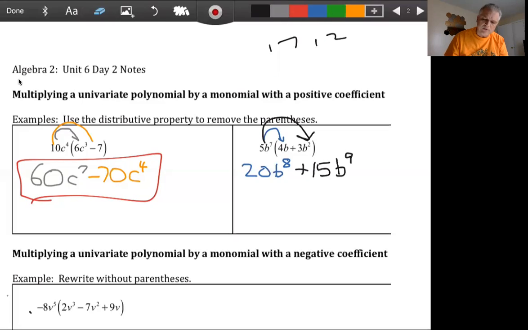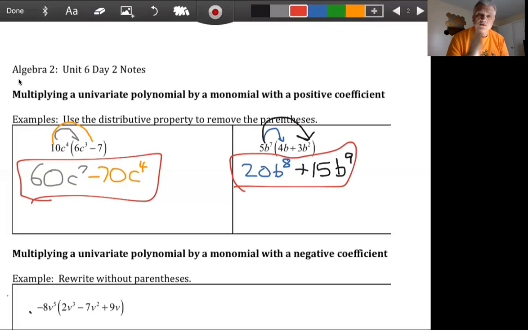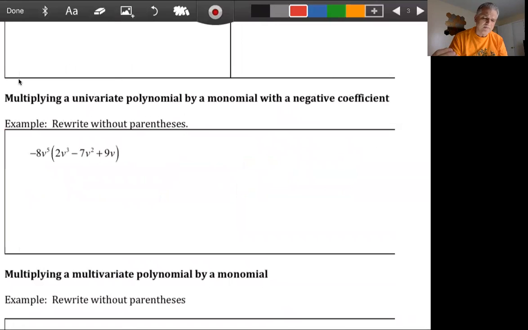And then just like before, we asked ourselves, can you add these two terms? Well, only if they were like terms, but they don't have the same variable with the same exponent. One has b to the 8th, one has b to the 9th. So this answer is in simplest form. We cannot simplify it any further. That is your first topic. Our second topic is more of the same.